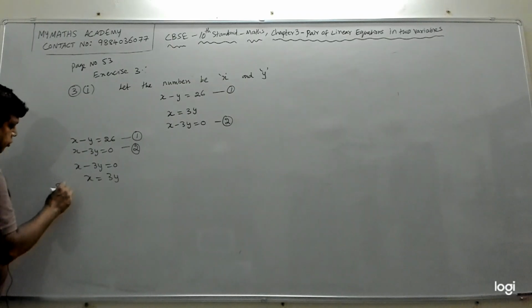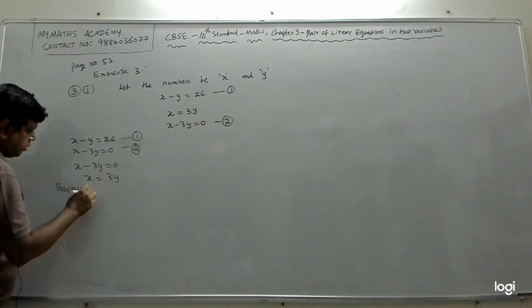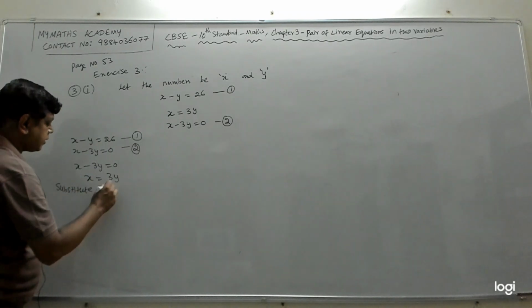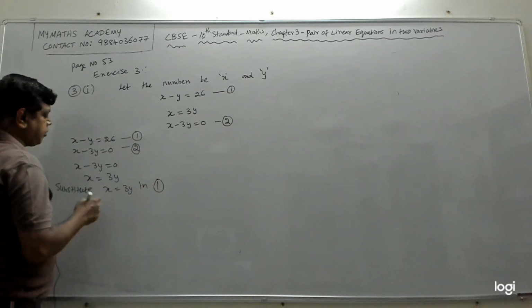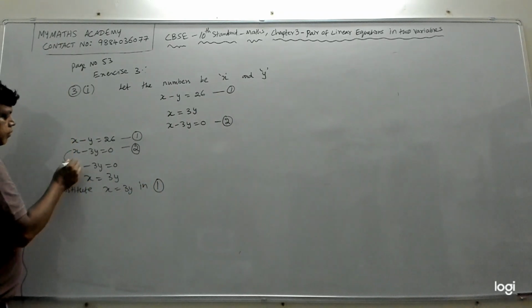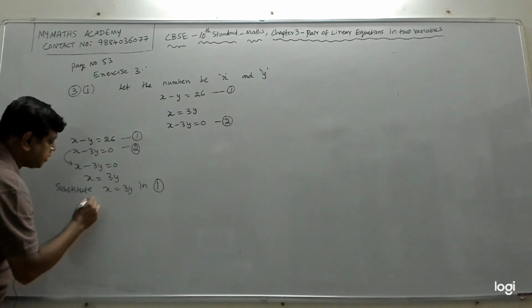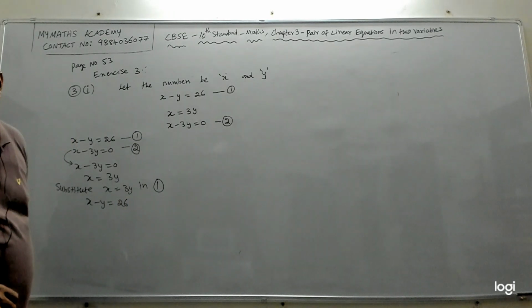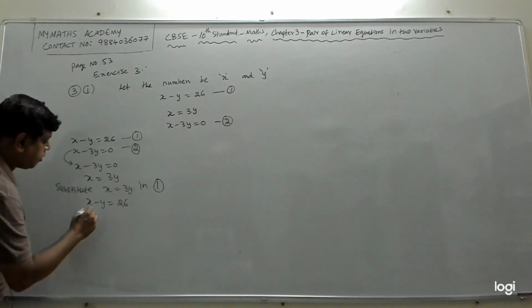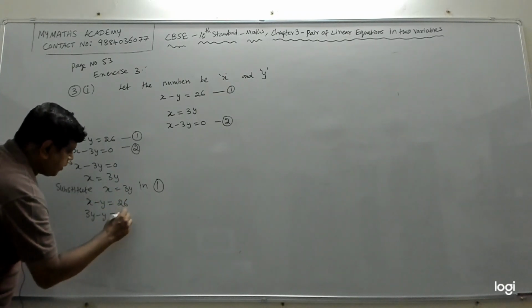Now I'm going to substitute x is equal to 3y in the first equation, because this has come from the second equation. From the second equation we got this, and we need to substitute that in the first equation. What is the first equation? x minus y equal to 26. So x is what? Now we need to substitute. x is 3y. 3y minus y equal to 26.